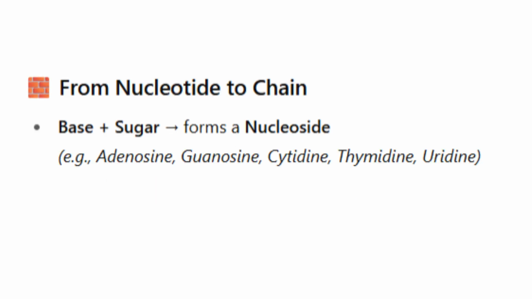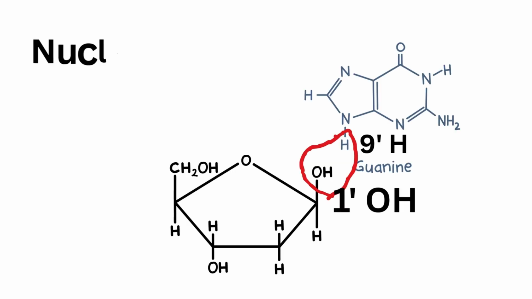From nucleotide to chain. How it happens. Nitrogen base plus pentose sugar forms a nucleoside, for example adenosine, guanosine, cytidine, thymidine, uridine. A nitrogen base attaches to pentose sugar. How? Formation of nucleoside. Type of bond. When a nitrogenous base attaches to a pentose sugar, either ribose in RNA or deoxyribose in DNA, the two are linked by a beta-N glycosidic bond.